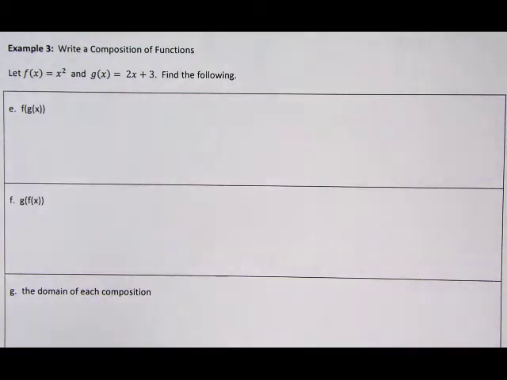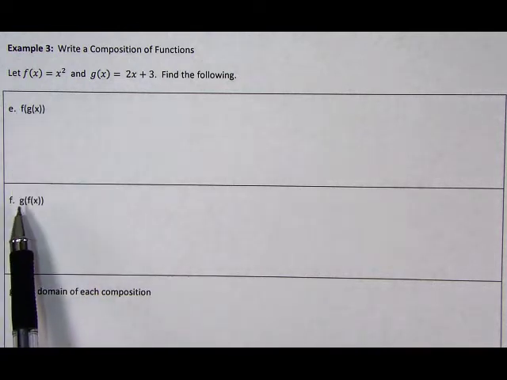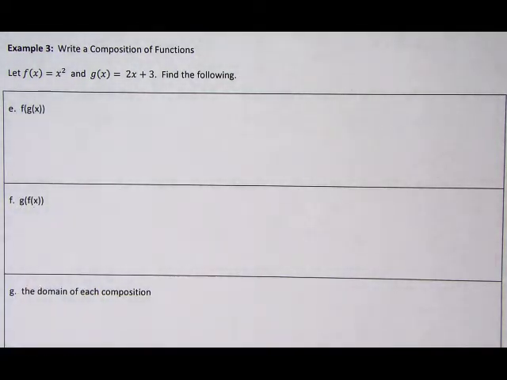So in example 3, they're asking us to write a composition of the two given functions. In this case, f of x is given to us as x squared, g of x is given to us as 2x plus 3, and we want to find the following. E has us looking at f of g of x, F has us looking at g of f of x, and just like the last video stated, they're not the same, so we have to treat them both separately.